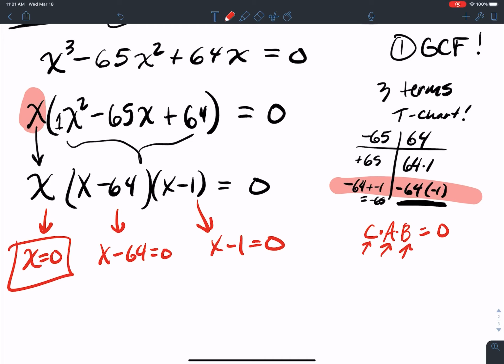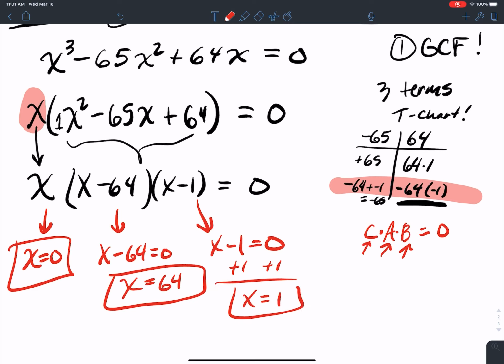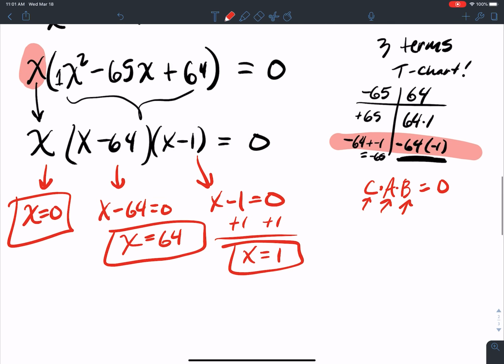Usually I just do the first one and then tell my students to do the rest of them, but since you're not here, I guess I'll do them for you. Add 1, and you get x equals 1 here. All right, cool. So my solution: x equals 0, x equals 64, and x equals 1.